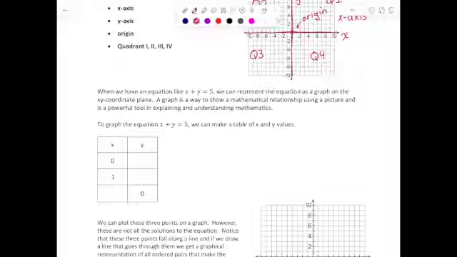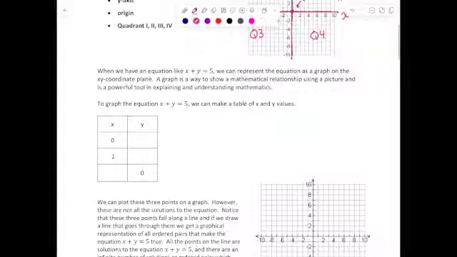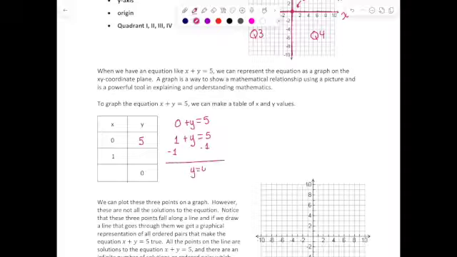If we plug in 0 for x, we get 0 plus y equals 5. That's just indicating that y has to equal 5. If we plug in 1 for x, 1 plus y equals 5, we now have an equation that we solve for y. Minus 1, we get y equals 4. What if we wanted to solve for an x term this time, given that y equals some value? So x plus 0 equals 5. Again, that's indicating that x is going to be 5.